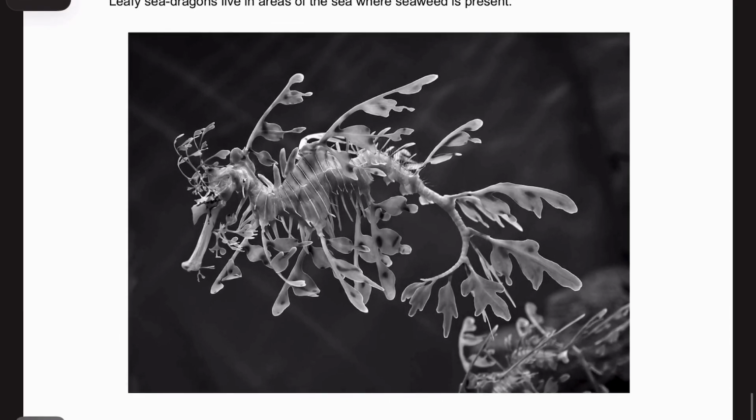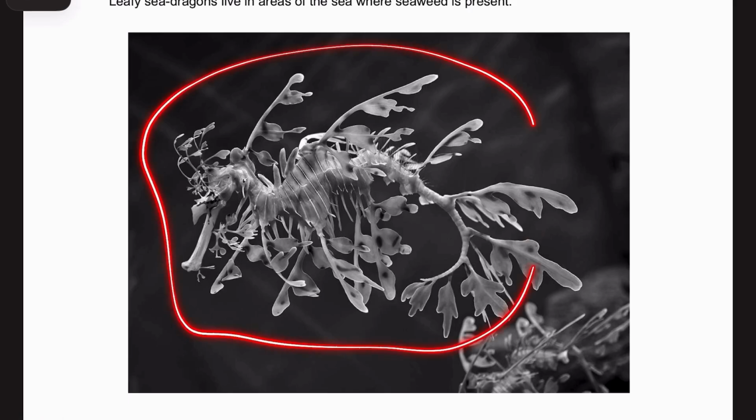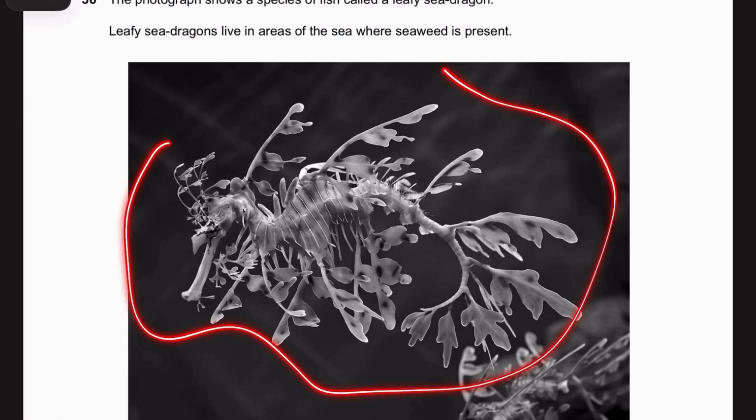Natural selection is all about, remember, the buzzword is survival of the fittest. It means that if you have the right characteristics and if you can adapt accordingly to your environment, you have a better chance of survival. So have a look at this sea dragon here. What does it show you? This is actually a fish. It doesn't look like a fish. In fact, it looks a lot like seaweed.